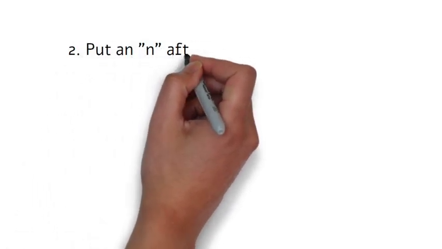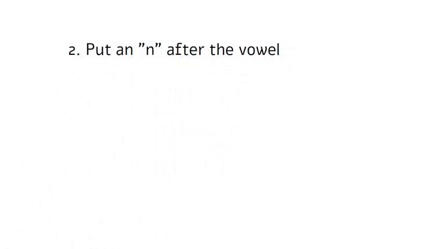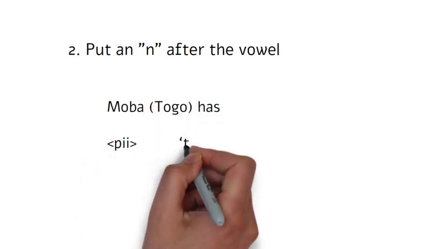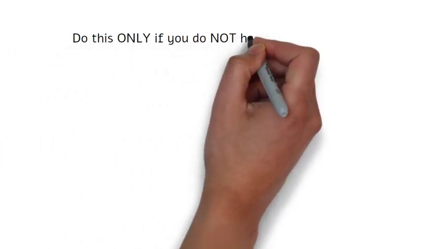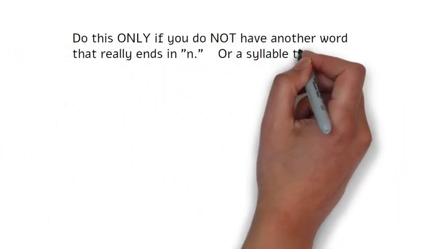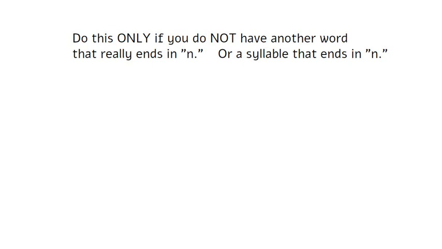What is the other main way? The other common way is to put an N after the vowel. The Moba language of Togo has P to give and P to bury. In the last word, the final N shows that the vowel is nasal. But you can only do this if you don't have another word that really ends in N, or even a syllable that ends with N.